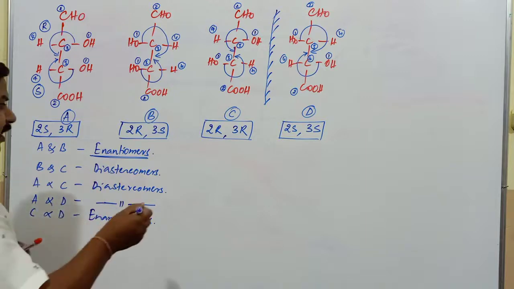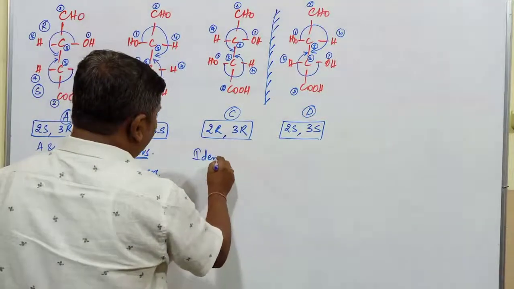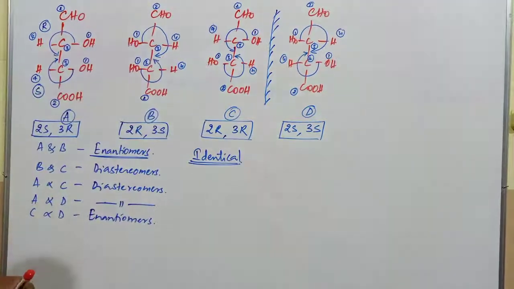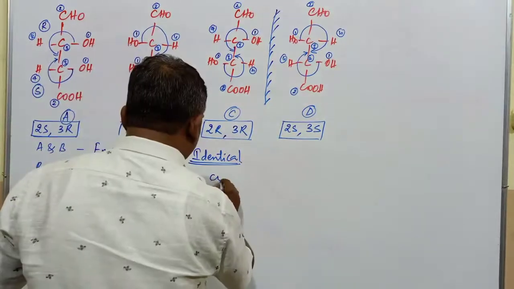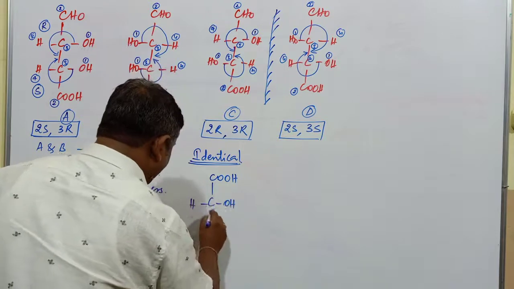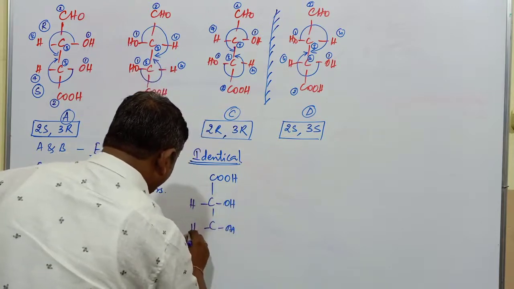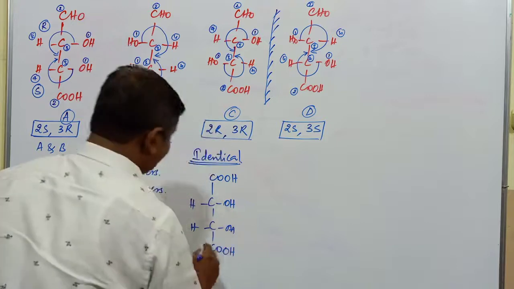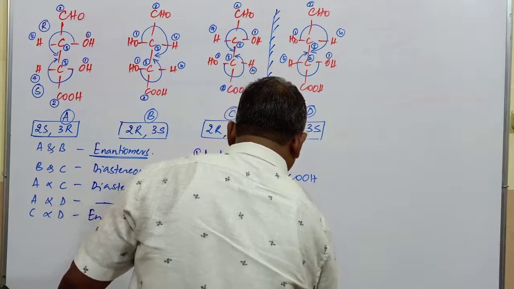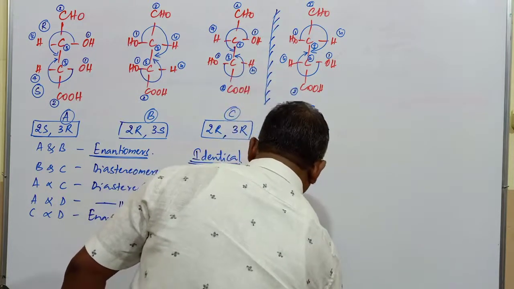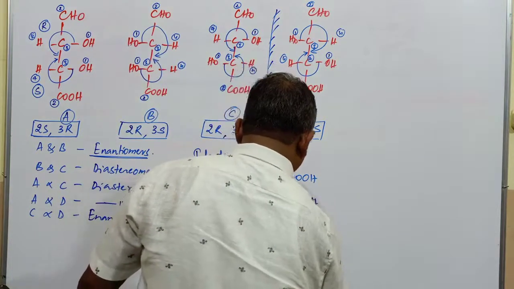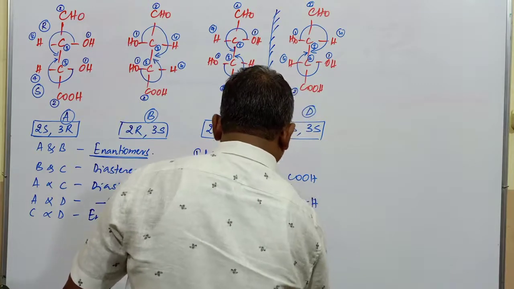Enantiomer compounds. Here I have mentioned one particular word, that is, when the compounds are referred to as identical. Compounds are referred to as identical if I go with the configuration. This is OH, this is H, this is OH, and this is H, and this is COOH. Now if I go with another compound, COOH, this is carbon, this is carbon, this is COOH, and this one is H, this is H, this is OH, and this is OH.